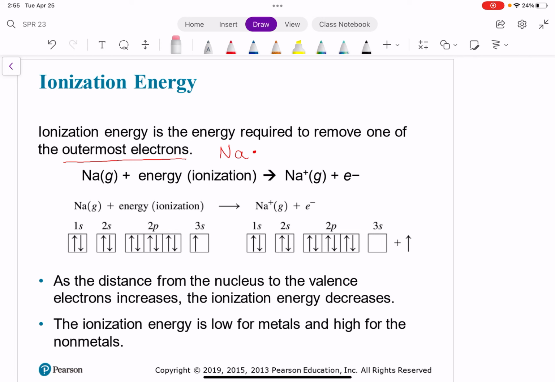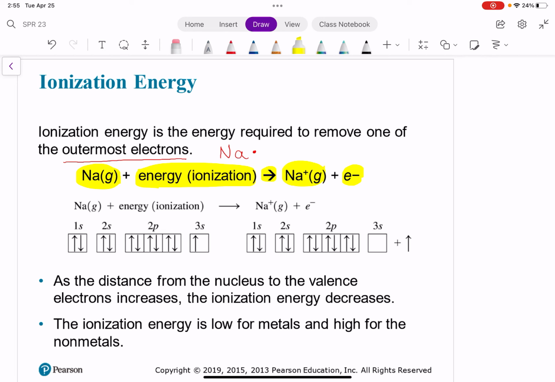So looking, and this is kind of weird, but it's a good segue into our next section. Here's our neutral sodium in the gaseous state, right? That's what that G means. We're adding energy, okay? And that energy is called ionization energy, and we'll talk about what that is in a little bit. And what we're getting out is actually sodium. It's still sodium, but it's sodium with a positive charge. Why? Because we've ripped an electron away from it. We've taken that negative charge.